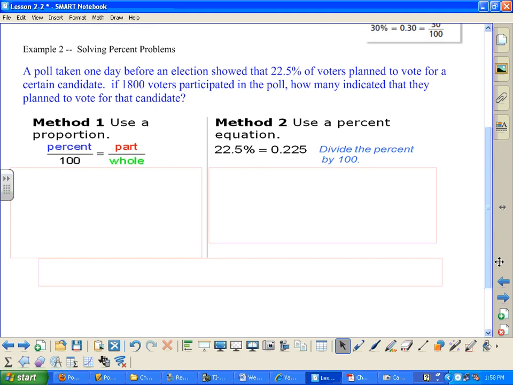It says a poll taken one day before an election showed that 22.5% of voters plan to vote for a certain candidate. If 1,800 voters participated in the poll, how many indicated that they plan to vote for that candidate? So since it's a percent problem, we can use this ratio that says the percent over 100 equals the part over the whole. And the thing we need to find out is, what's the percent, what's the part, what's the whole?